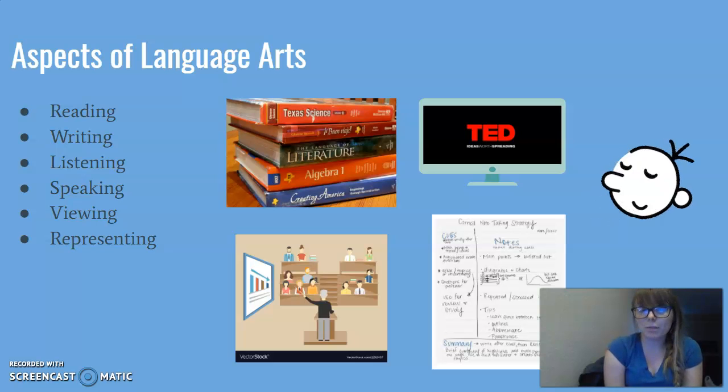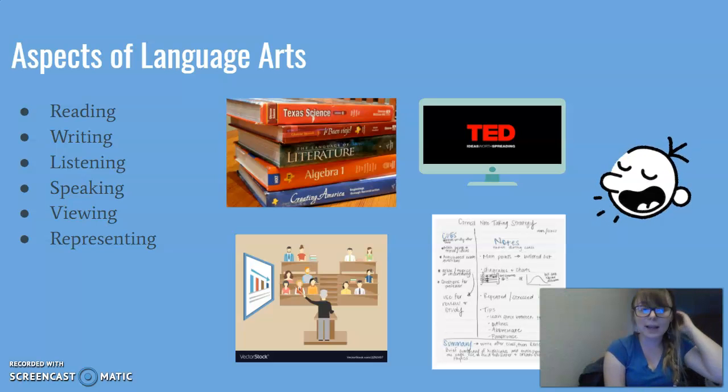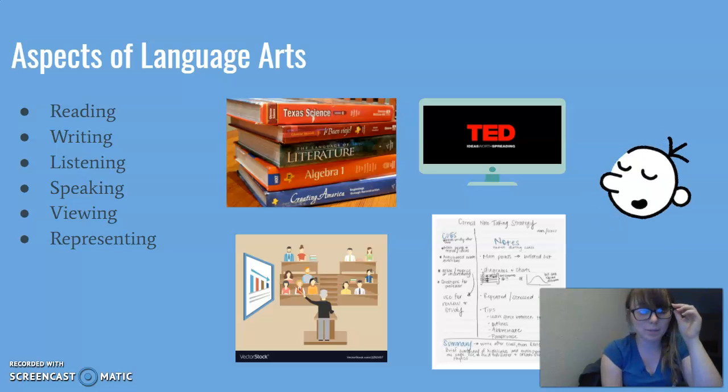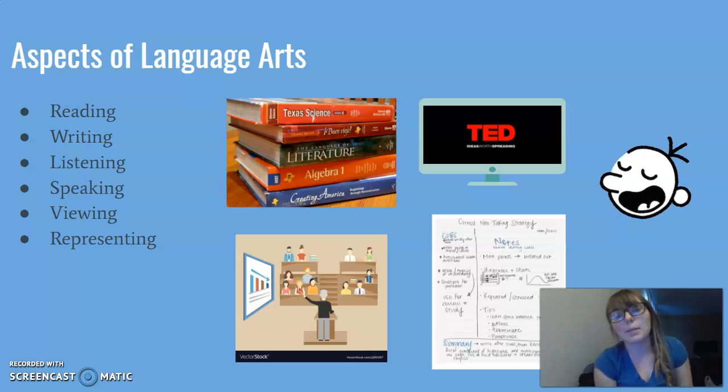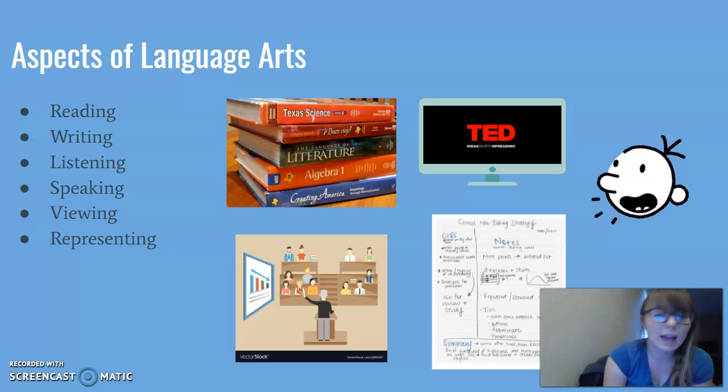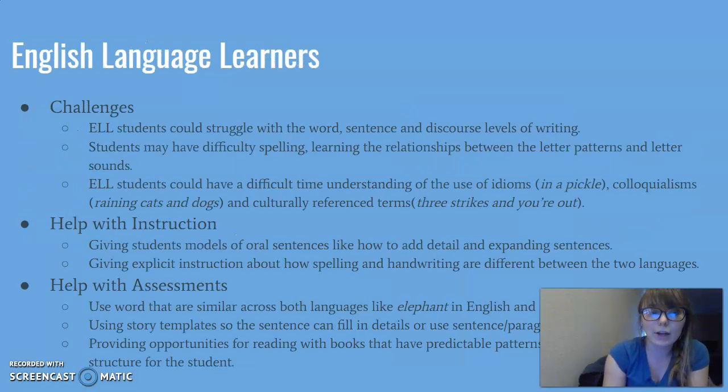So there are several. The first one is reading, writing, listening, speaking, viewing, representing. We will dive deeper into this in 5th grade. I don't want to spend a ton of time on here, but again, just so you guys know, those are what they are. I will send a flyer home with more details on those later.